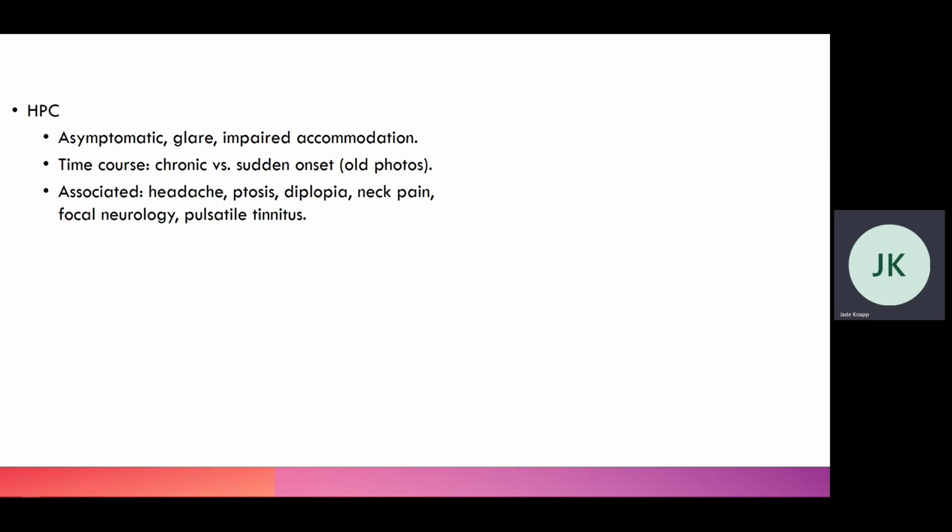Time course can be chronic or sudden. People can have had it for a long time, not noticed it, or it can present acutely. So, you know, access to old photos is good because that'll tell you if it's acute or chronic. There can be lots of associated symptoms. So they might have headache, ptosis we've talked about, double vision if it's a third nerve palsy, neck pain if it's carotid dissection, focal neurology if there's other nerves involved, pulsatile tinnitus if they've got raised intracranial pressure. So you're thinking about pathology in and around the head and neck, which can cause these types of symptoms.